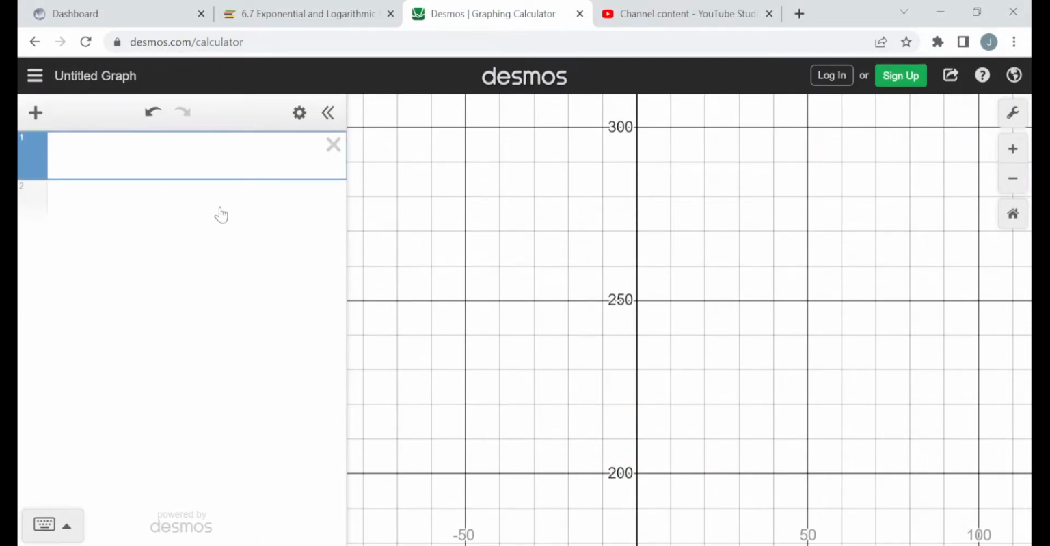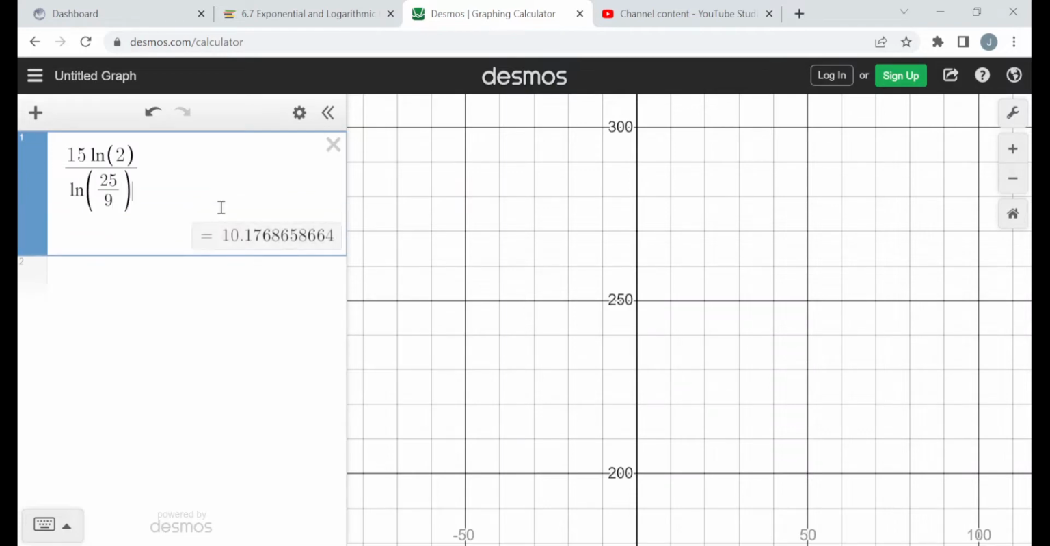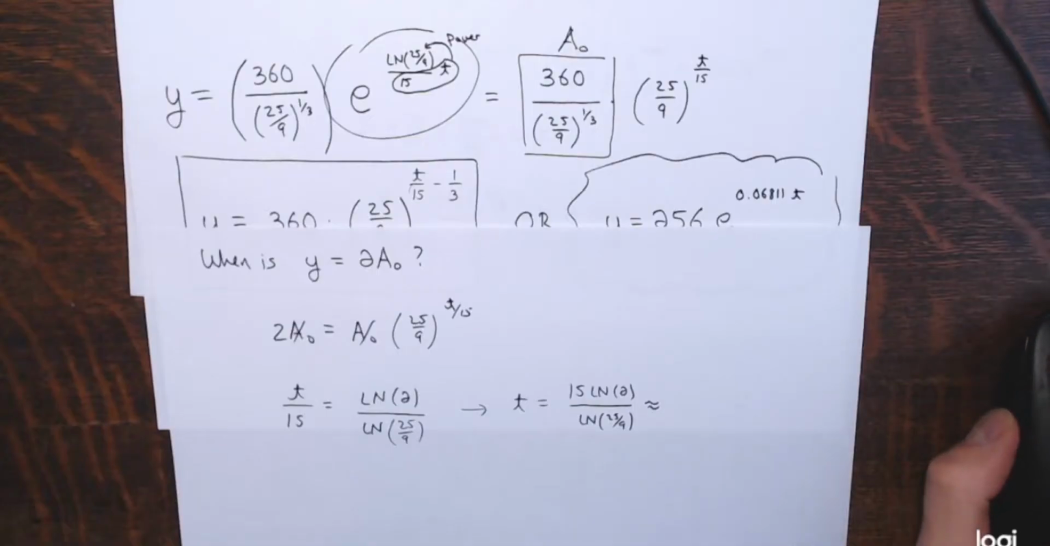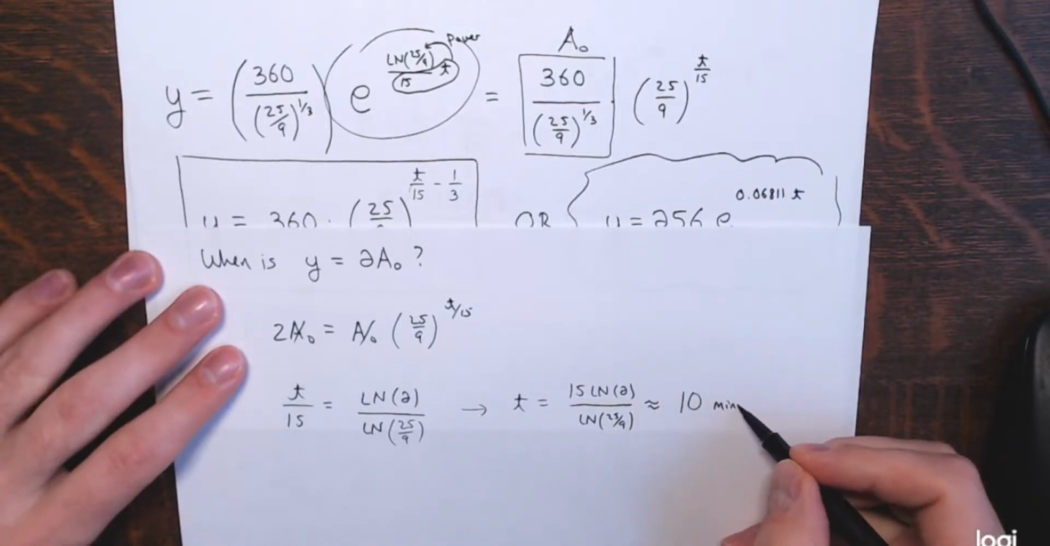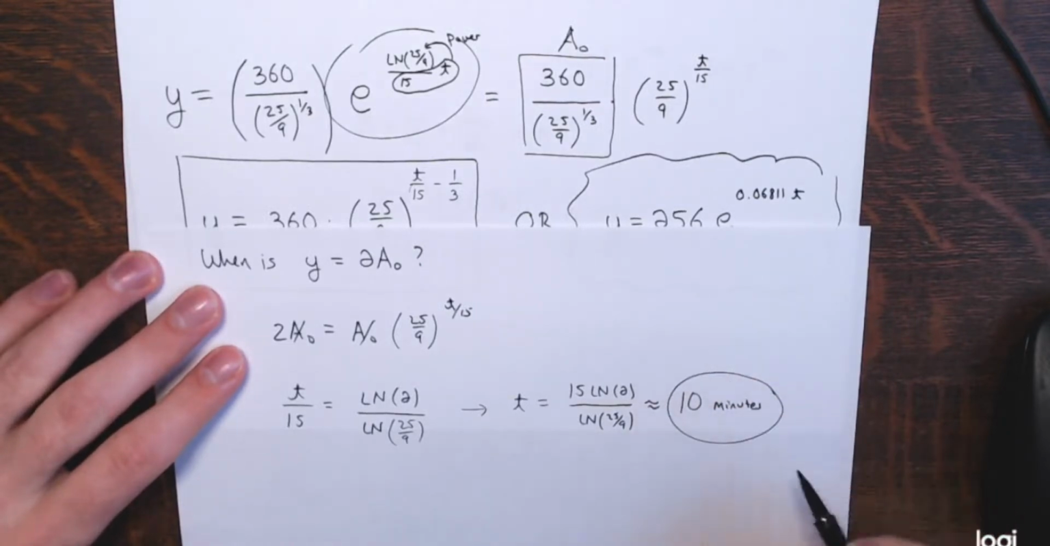So 15 times the natural log of 2 divided by the natural log of 25/9. So almost 10 minutes. Actually a little more than 10 minutes, but we're rounding to the nearest minute, and the nearest minute would be 10 minutes. So it takes approximately 10 minutes for the population to double. That's the answer to number 39.